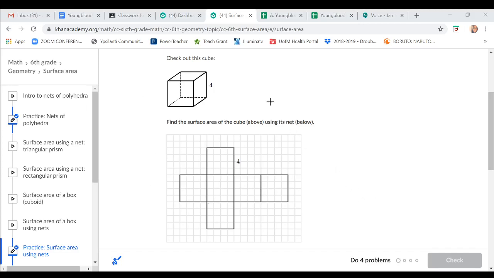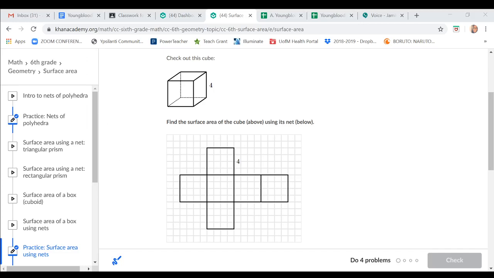So to find the surface area, you want to find the area of all of these squares that make up the cube. So if we get out our pen, we can see that we have 1, 2, right? So far we have 2 squares that make up this cube.